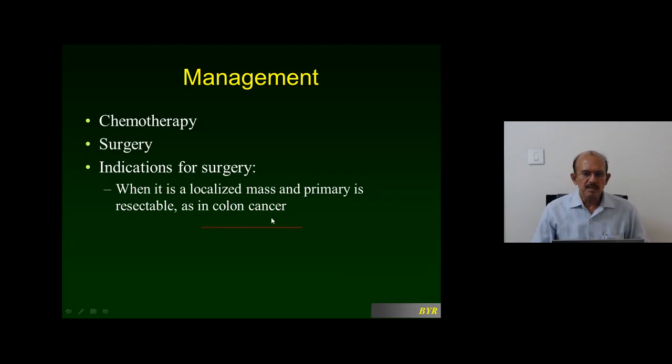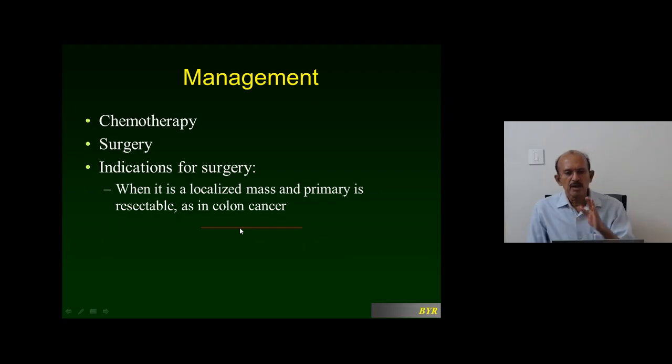Sometimes what happens is the colon cancer is locally resectable. That means the tumor is mobile. It has not infiltrated the surrounding structures. But it has metastasized to the liver. And usually colon cancer metastasizes as a solitary mass in the liver. So you do a CT scan and examine the liver, you will find only a single mass in the liver. The colon also has a growth.